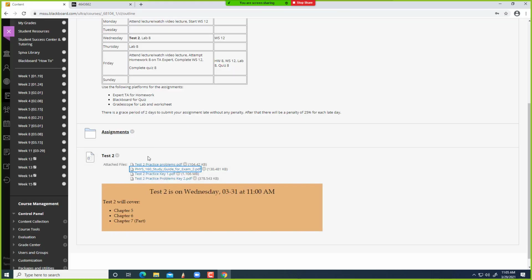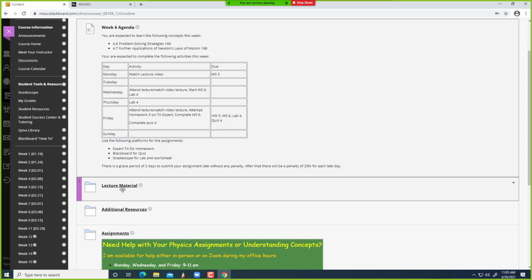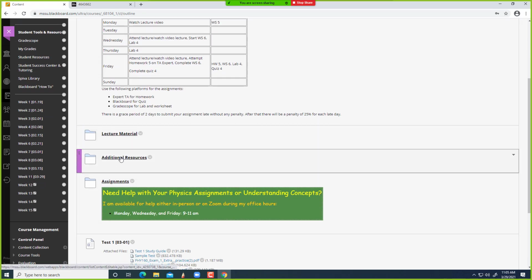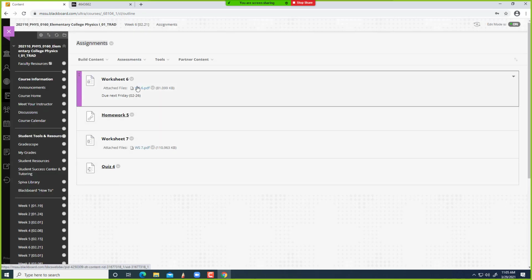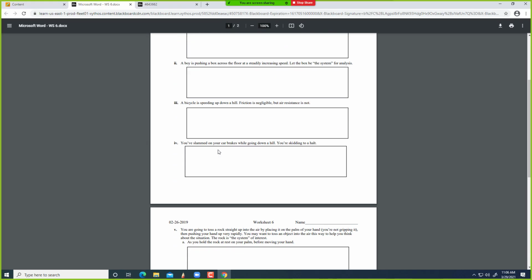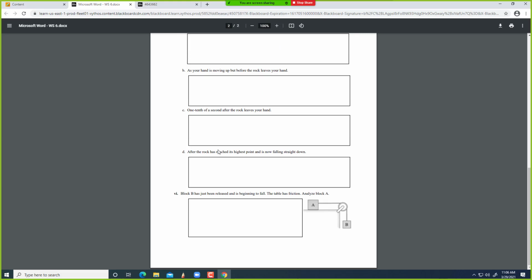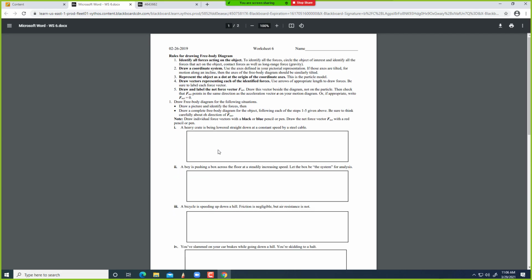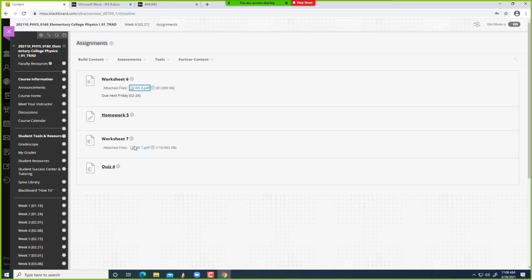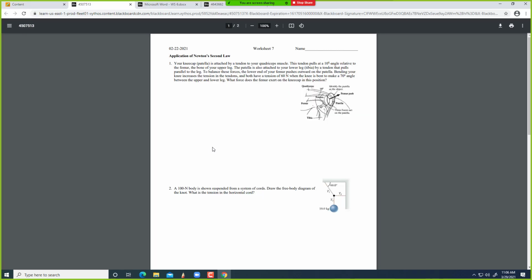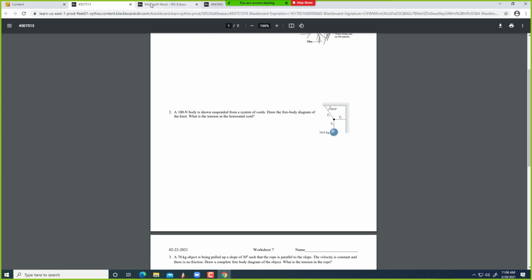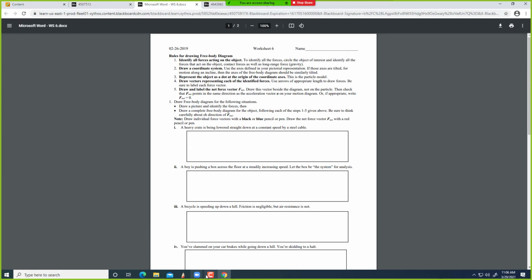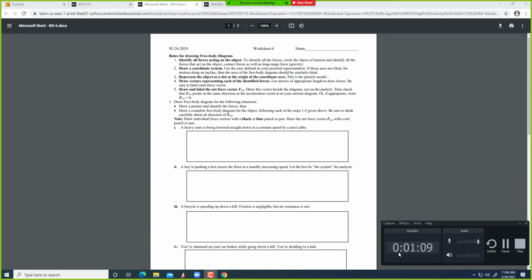So let's see, worksheet. Let's see what's on worksheet 6. I would say worksheets 6 to 12. And these will be for the word problems.